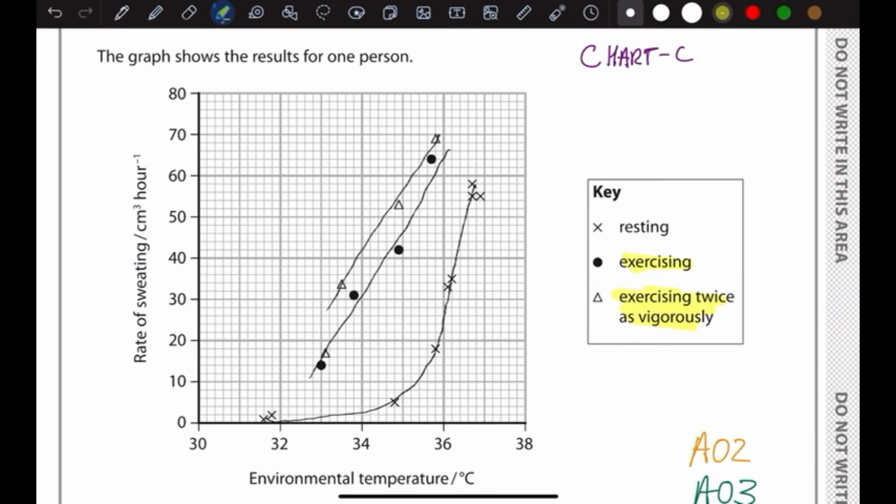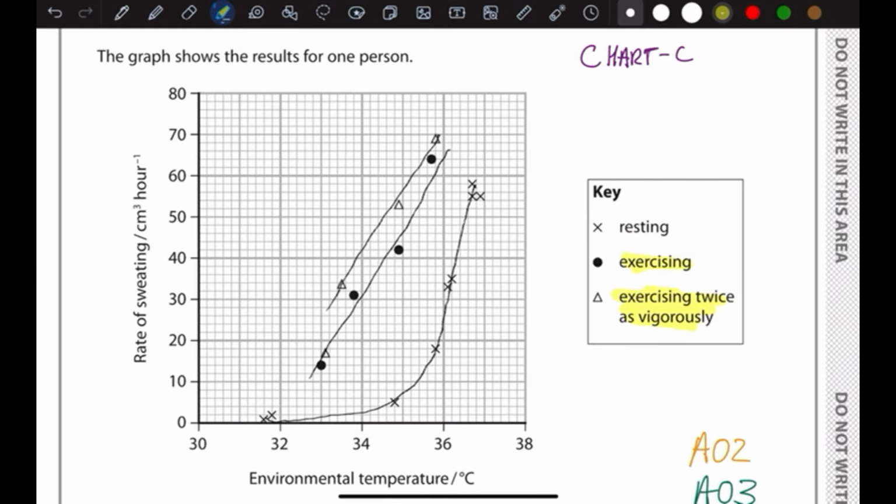What other comparison can I make? Well, if we look between the circles and the triangles, they're all quite close to each other. And you can see that by the lines of best fit too. They're quite close to each other. So I would probably also mention something like, there's not much difference between exercising and exercising twice as vigorously, for example. Cool. In terms of comparisons, that kind of seems to be it. Let's leave it at that for comparisons.